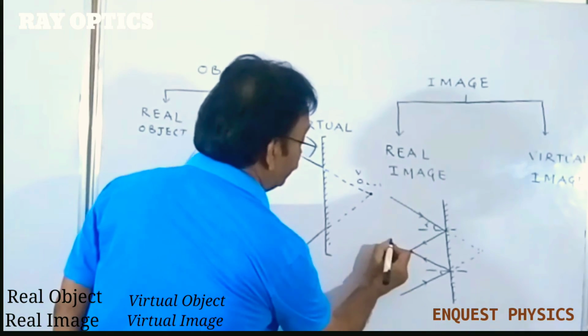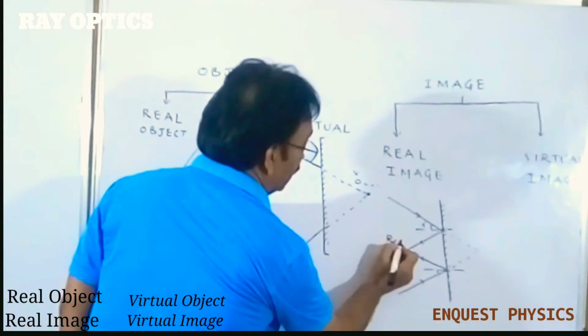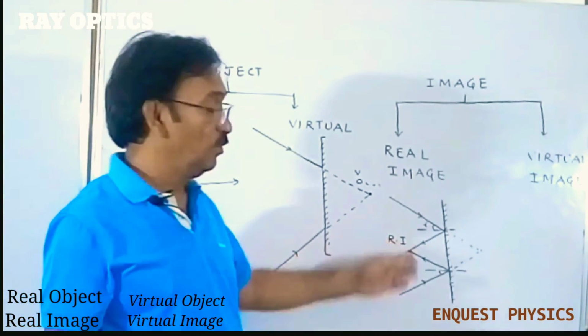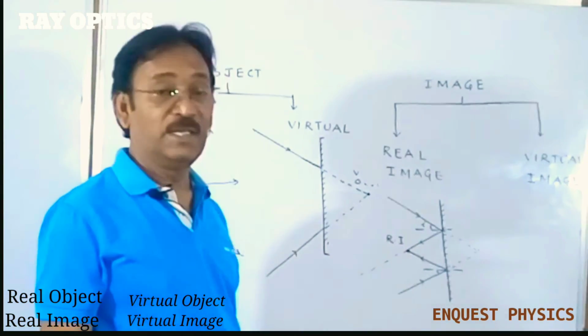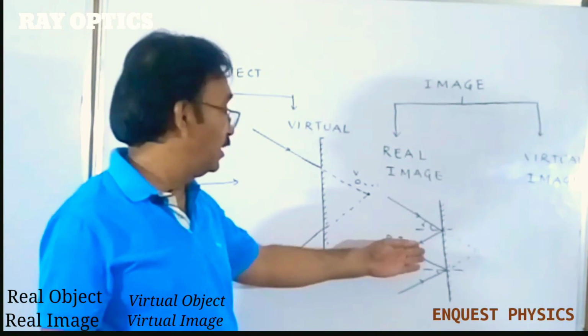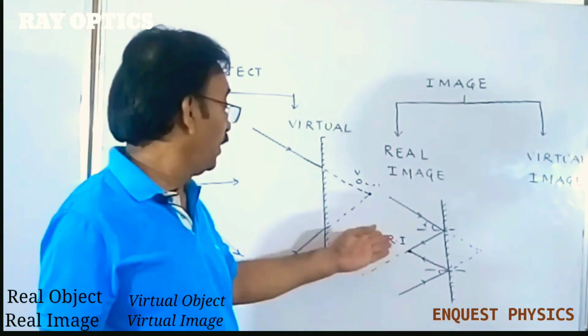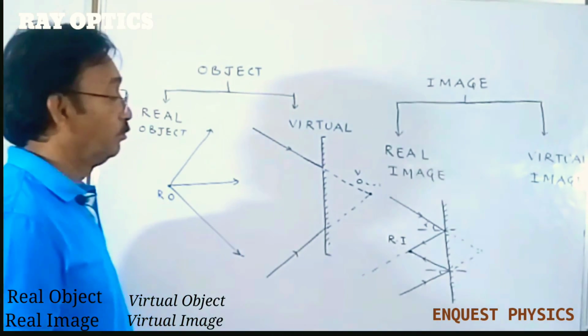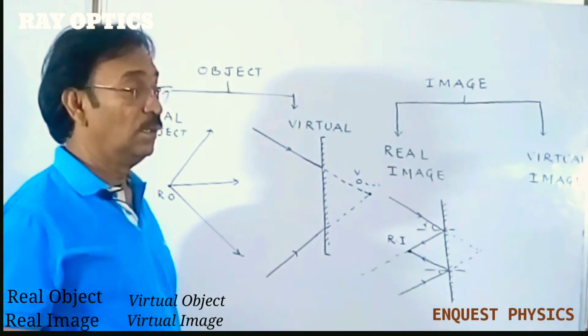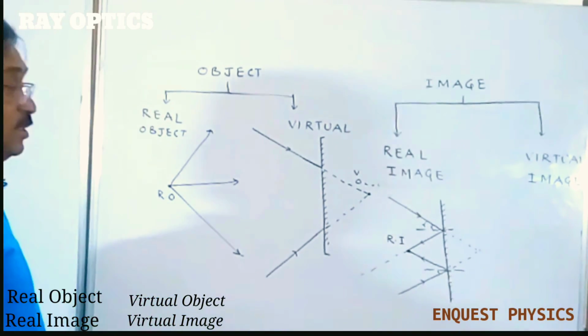This image is known as the real image. That's why I said it is the point of intersection of the incident rays. Okay, the point of intersection of the rays actually here. It is the real image. And now we will see what is the virtual image.